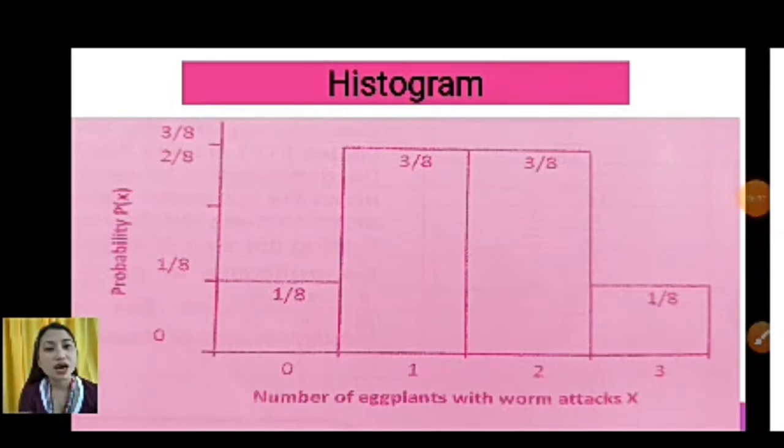So students, the horizontal part of your graph is the outcome, your possible outcomes, and then the vertical part here is your probability. So don't forget or don't interchange the outcomes and the probability.